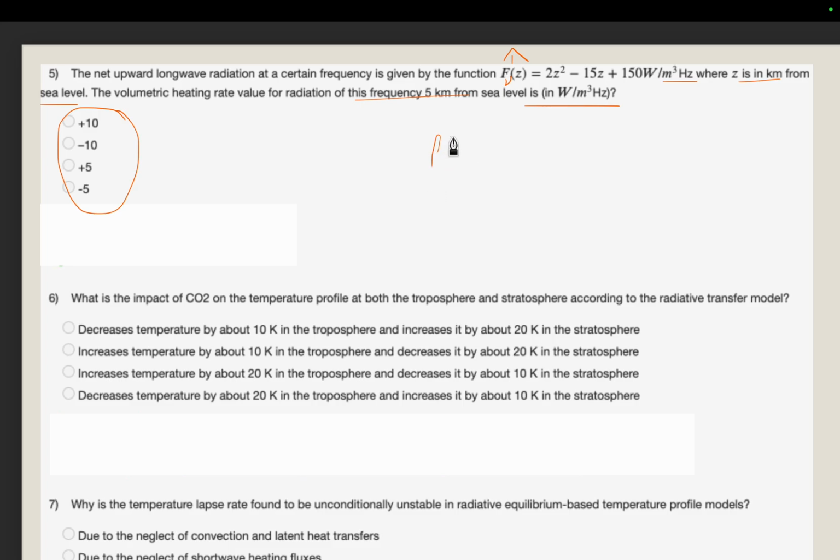We know rho q dot, the volumetric heating rate, is equal to minus del F nu by del z, which is the volumetric heating rate.